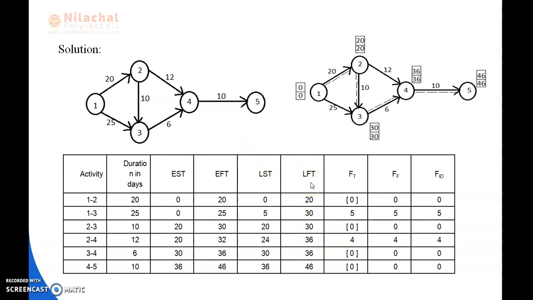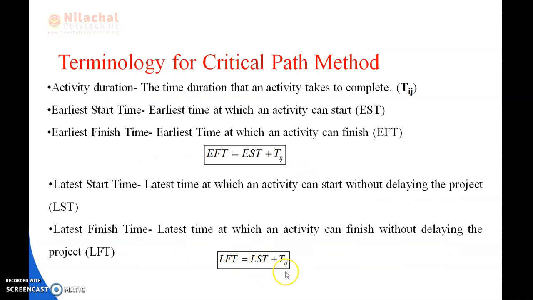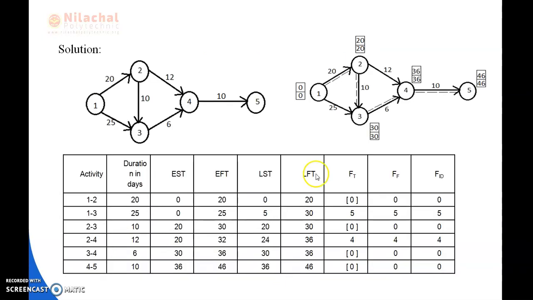Next is LFT. The LFT formula is LFT equals LST plus Tij. After that, we will find the total float, which is LST minus EST, or LFT minus EFT. We have to find this. Before subtracting, we denote it as 0. Next, LFT minus EFT, 30 minus 25 is 5, or LST minus EST is 5. This is the total float.